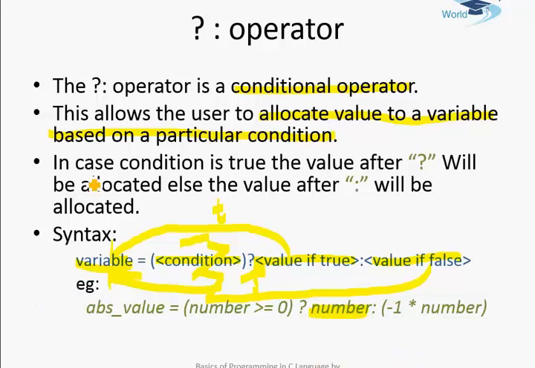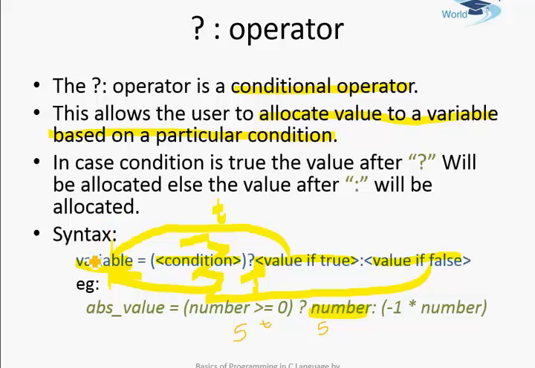So we can also check it out. Suppose our number is 5. So the absolute value of 5 is what? 5. If we check over here, the number is greater than or equal to 0, so the condition is true. So the absolute value would be equal to the number in that case. In case the condition is true, it will be equal to the number itself, which is 5. So the value of absolute value would be 5, which is right. The absolute value of 5 is 5.